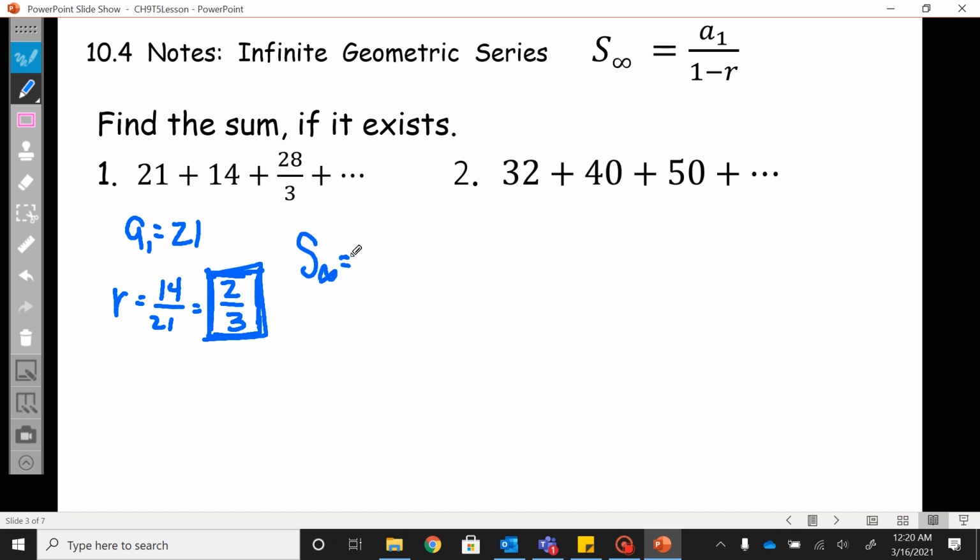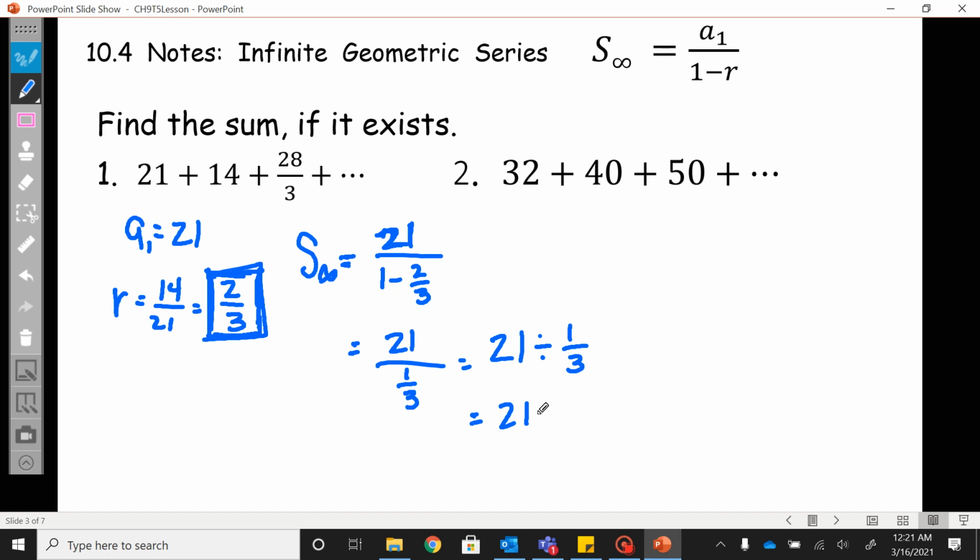So the sum of this infinite series is equal to the first term, a1, so 21, over 1 minus 2/3. Okay, 1 minus 2/3, that's 1/3. So 21 divided by 1/3. Changing that to multiplication, 21 times 3, multiplying by the reciprocal. 21 times 3, that's 63. Okay, so the sum of this series, which is infinite, is 63. Kind of interesting. It goes on forever, but if you add all of those infinite terms together, you get 63.